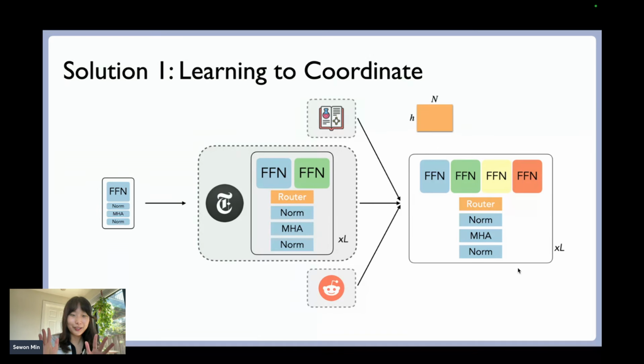Okay, so we talked about the FFN only, but we didn't talk about the router. So how do we solve the router problem? As I mentioned, the router involves training a router matrix that is H by N, where H is the hidden dimension and N is the number of experts. So in this figure, N is basically 4.